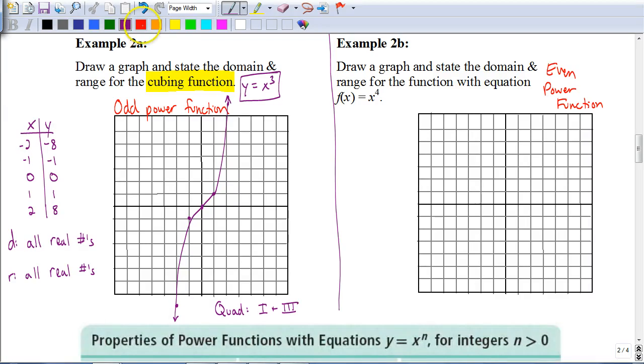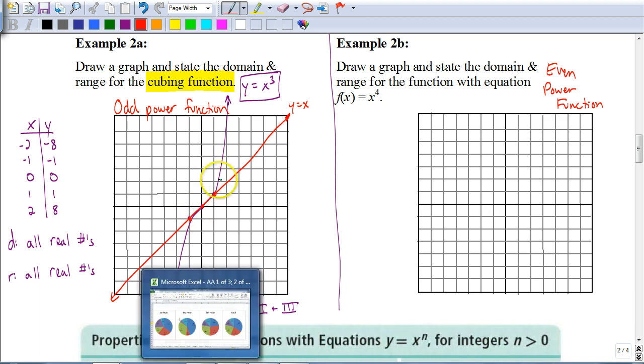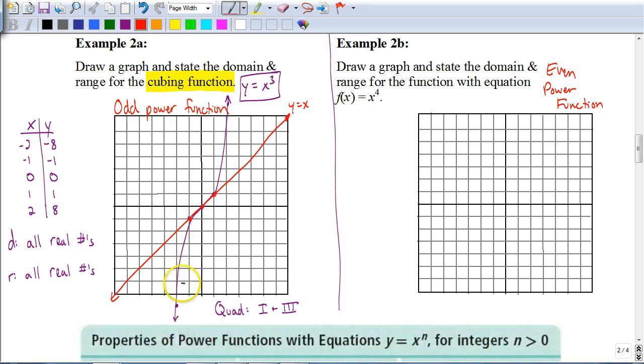The only one that's unique is y equals x to the first power. Y equals x to the first power would look like this. Otherwise, if you notice, it still goes through these 3 points: 0, 0, -1, -1, and 1, 1. But all odd power functions, other than y equals x, are going to be this little zigzag line.